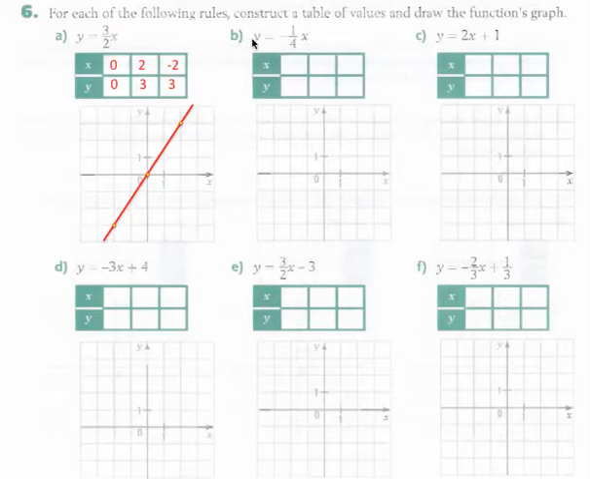Okay, for b, we have -1/4, so I'm going to use the same strategy, 0, 0. And then I'm going to work with multiples of the denominator, right? So I'm going to use 4. So 4 times -1/4, they cancel, and we're left with -1. And if I use -4, we get +1. Okay, so I'm going to plot those points and then draw my line.